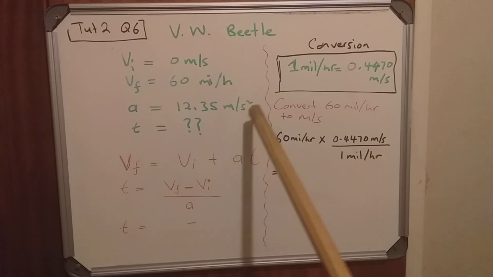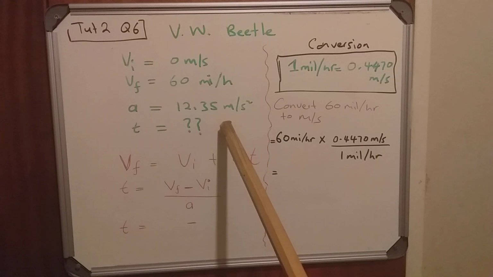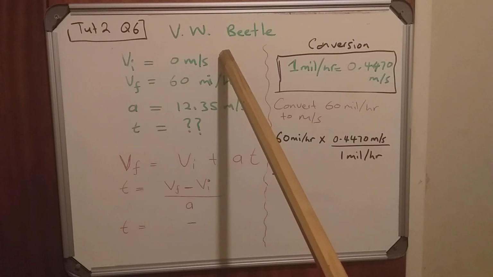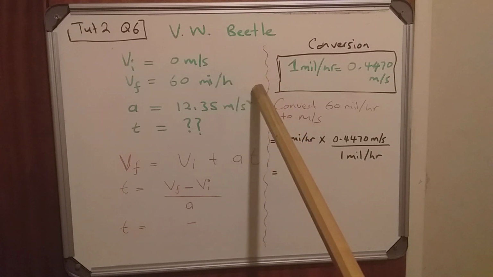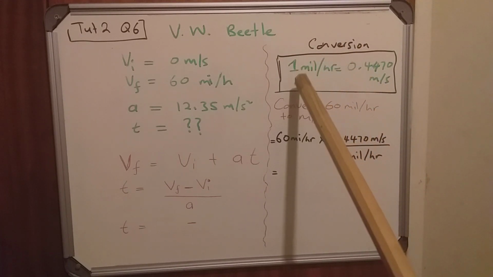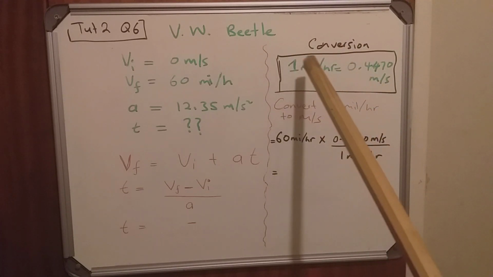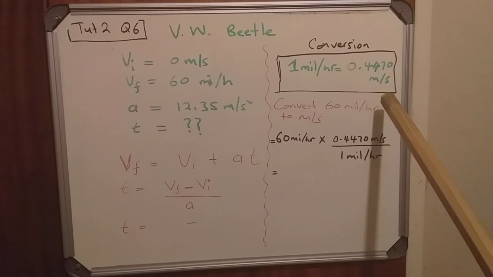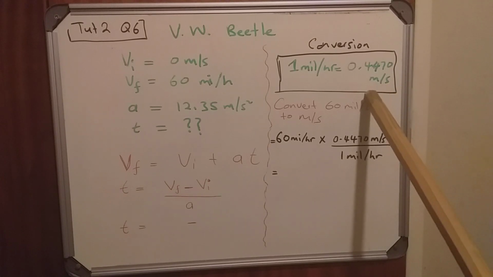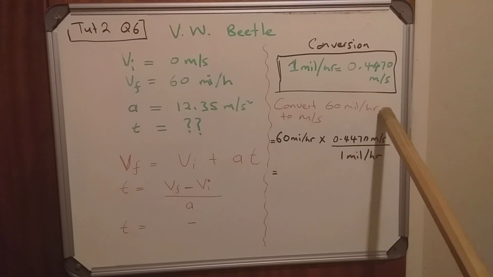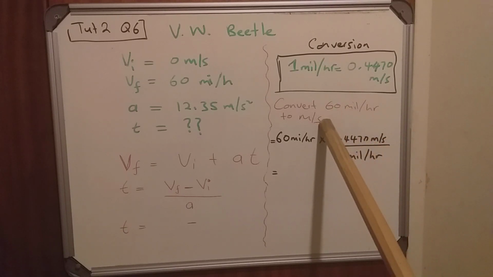So we want to know what is the time it took for the speed to increase from 0 meters per second to 60 miles per hour. We have been told that our conversion is that 1 mile per hour is equal to 0,4470 meters per second. So for us to convert 60 miles per hour to meters per second, what do we do?